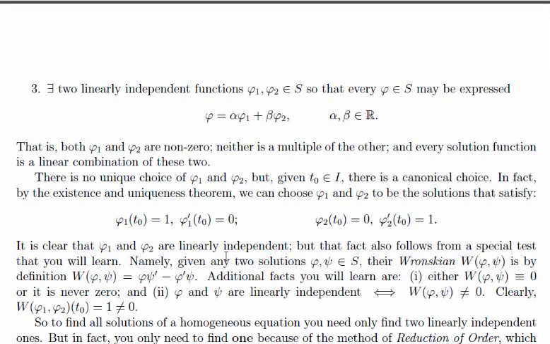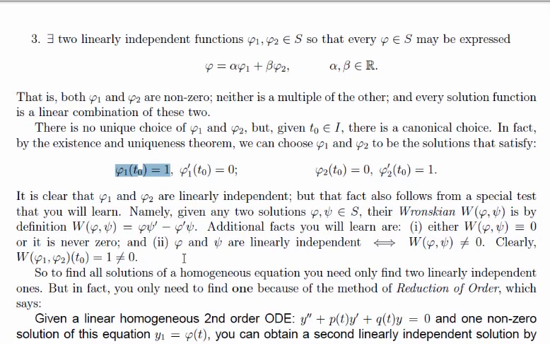Now, it's clear that those two functions are linearly independent. Neither one could be a multiple of the other unless they were both 0, but they can't be 0 because of this condition here. But that fact also follows from a special test that you will learn, which I want to mention here, namely, given any two solutions, phi and psi, you can form what's called their Wronskian, W(phi, psi), and the definition of it is that it's just the product of the first times the derivative of the second minus the product of the derivative of the first times the second.